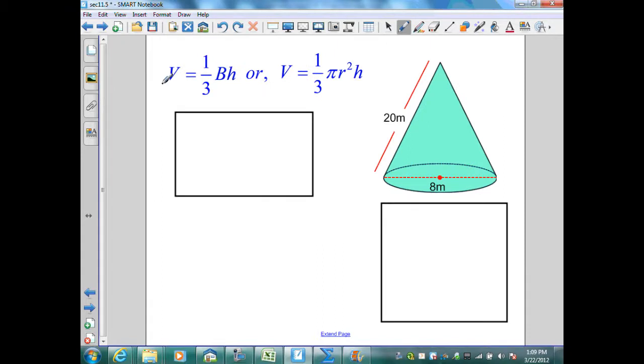In the next example, we're going to find the volume of a cone. We know that the volume is 1/3 base times height, but here our base is a circle, therefore it's going to be pi r squared. I know my radius is 4 meters.